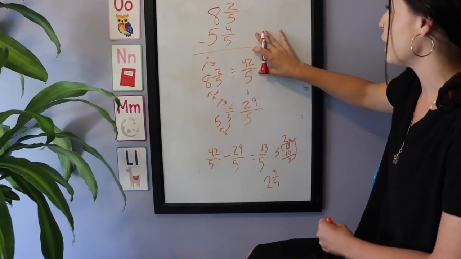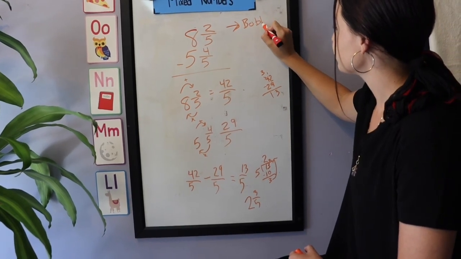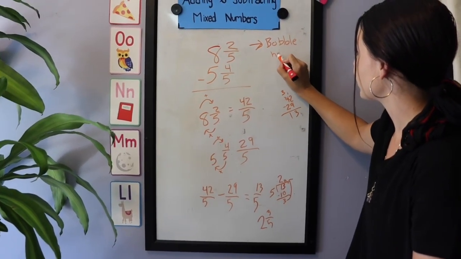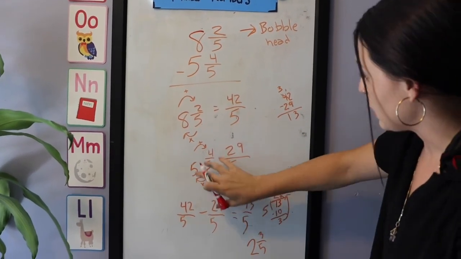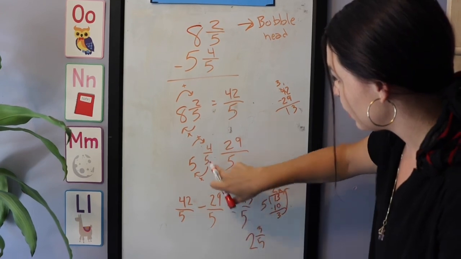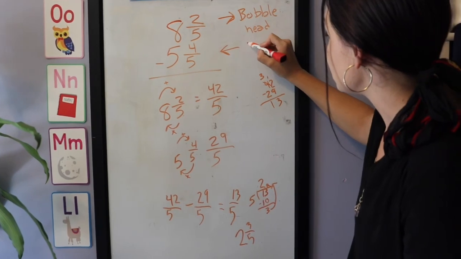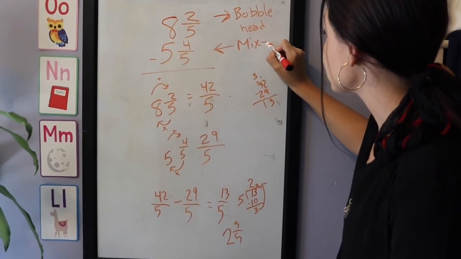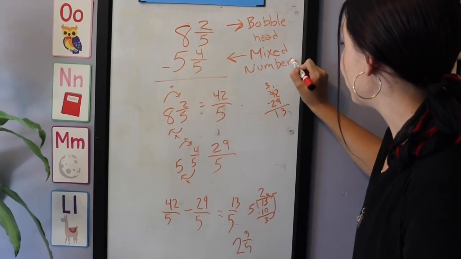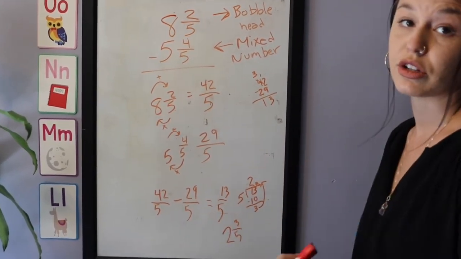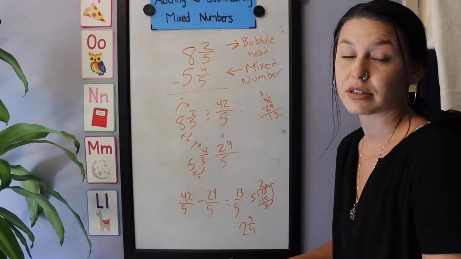So if you do it this way, you're going to turn it into a bobblehead. First step, turn your mixed numbers into a bobblehead. And that's where we get these numbers, okay? And then at the end, you turn it back into a mixed number. So this one has more steps. But if you're good with your multiplication and your division, this may be easier. So it's your preference.